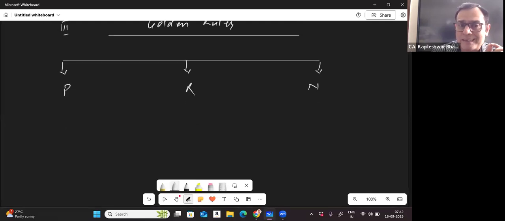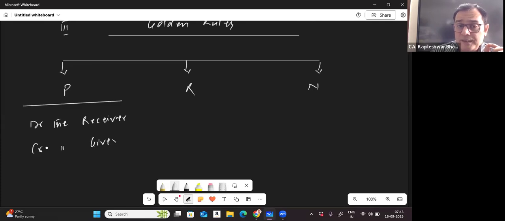For the personal account, it said debit the receiver. The rule is debit the receiver. And the rule is credit the giver. So we need to see in a given situation whether the person is a receiver or a giver. If he receives, debit him. If he gives, credit him.